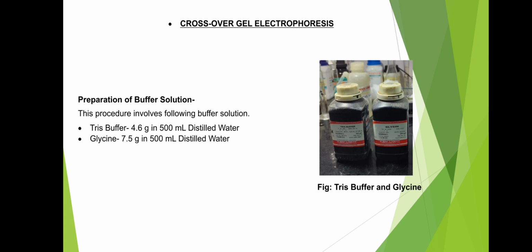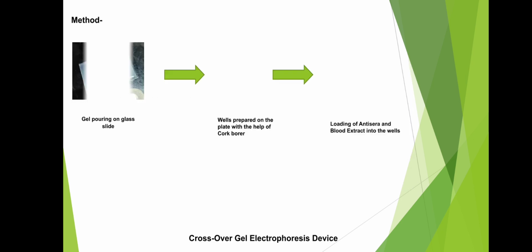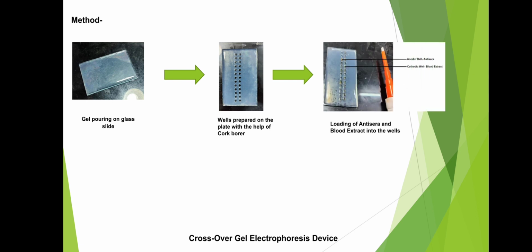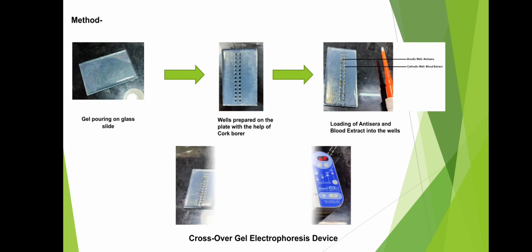Crossover gel electrophoresis. Preparation of buffer solution. This procedure involves the following buffer solution, that is Tris buffer and glycine. Firstly, we pour gel on a glass plate. Now wells are prepared on the plate with the help of a cork borer. Loading of antisera and blood extract into the wells. The anodic well contains antisera and the cathodic well contains blood extract.